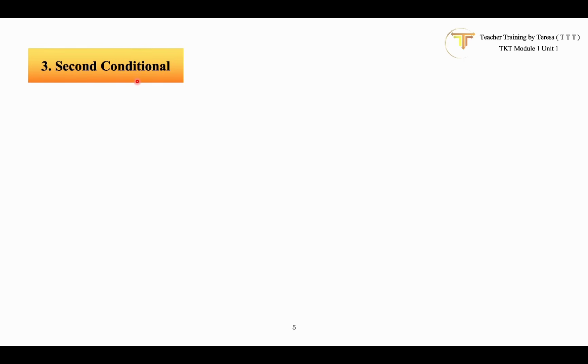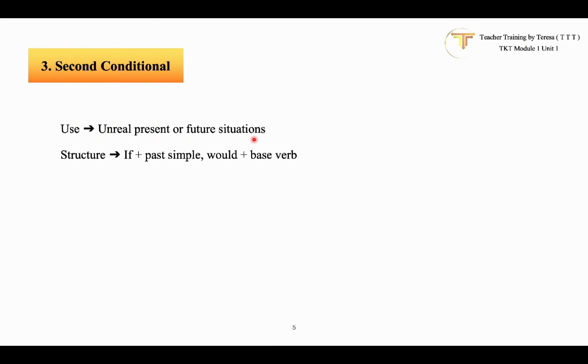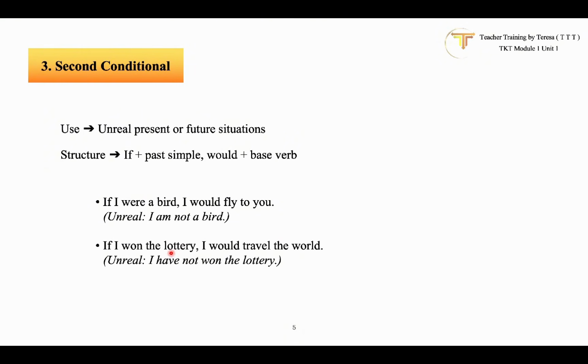3. Second conditional. Use. Unreal present or future situations. Structure. If plus past simple, would plus base verb. Examples. If I were a bird, I would fly to you. Unreal, I am not a bird. If I won the lottery, I would travel the world. Unreal, I have not won the lottery.